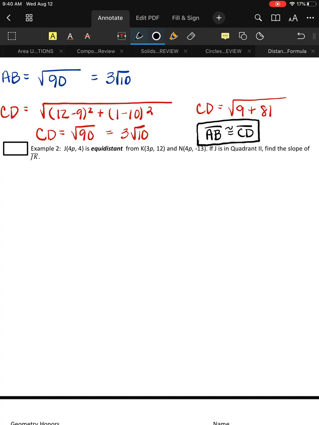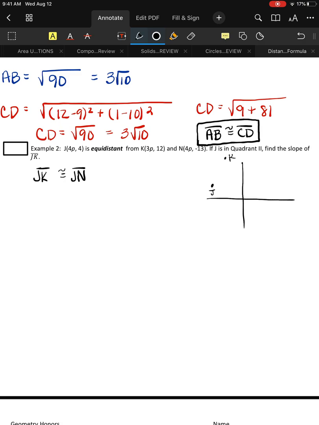So we know that we've got these two segments, JK and JN, and they're congruent because J is equidistant to both K and N. So somewhere in the coordinate plane, we have some point J that's in quadrant 2. It's at (4p, 4). We don't really know, but it's in quadrant 2 and it's up 4. And K is at (3p, 12), and it should be in the same quadrant as J. So maybe K is up here.